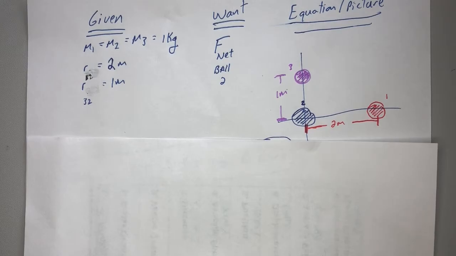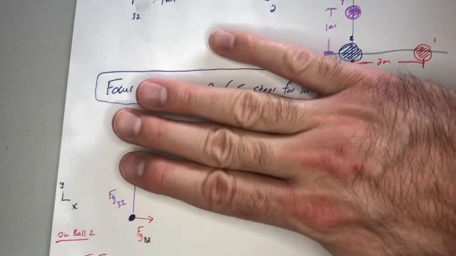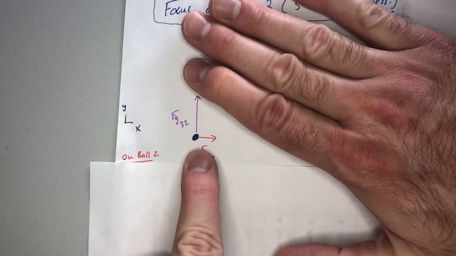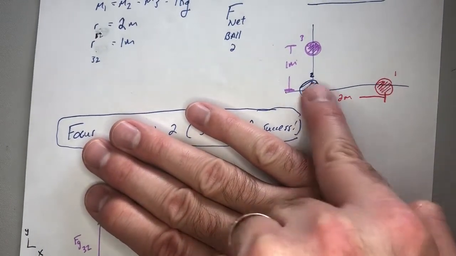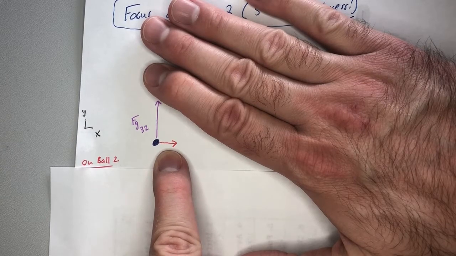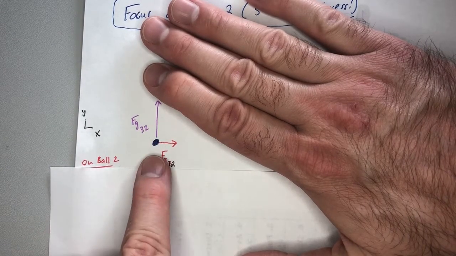All right? So before you say, I'm getting confused: Step 1, we drew a picture. Step 2, we're going to draw an FBD on the ball at the origin right here. The ball at the origin, we're going to draw its FBD. The force of gravity of ball 1 on ball 2, so ball 1 is pulling ball 2 to the right, is just this red arrow right here. And the force of gravity of ball 3 pulling on the ball at the origin is the upward arrow right here.